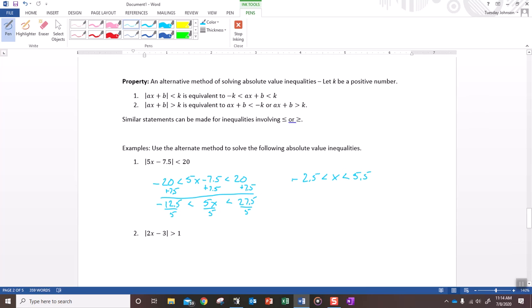And we have our answer already. We didn't have to solve something else and then remember a property. We could go straight from a property into the solution. This is negative 2.5 to 5.5 in interval form.